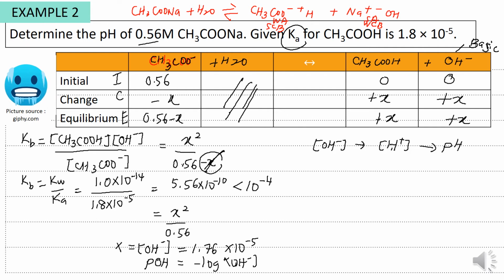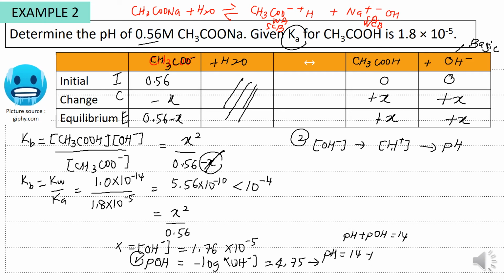If you use the first option, you find the pOH, and you will get pOH equals 4.75, where for the OH, you just insert this value 1.76 times 10 to the power of negative 5. And from the pOH value, you find the pH, where pH plus pOH is equal to 14. So pH will be 14 minus pOH, so 14 minus 4.75.